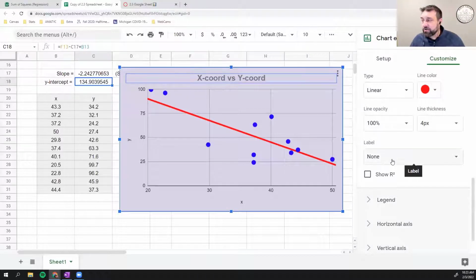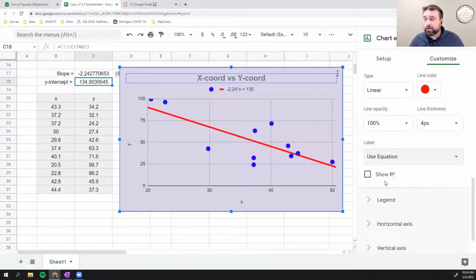But check this out, label. Right now, there's no label on this line. If you click the drop-down menu under label, you will see use equation. And when I click use equation, watch my title of the graph, okay? Watch where it says X coordinate versus Y coordinate. 3, 2, 1, boop. There's the equation of the line.